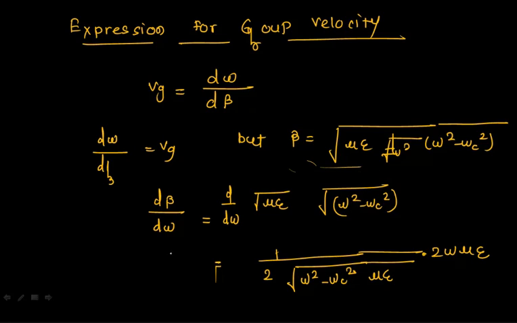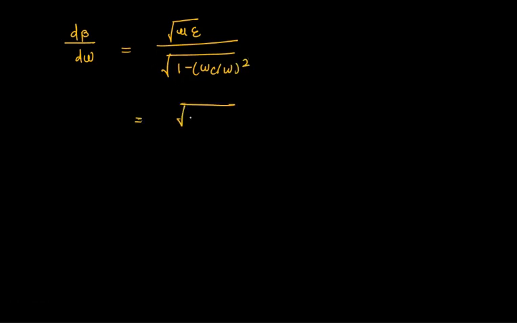Now if this is d beta by d omega, I can reverse this one to get d omega by d beta. But first I'll solve this equation which I have got right now. So d beta by d omega is equal to root mu epsilon times the square root of 1 minus omega c by omega whole square. I have solved the equation which we got previously. In terms of the frequency, this will become 1 minus fc by f whole square. Okay. Then the group velocity is exactly the opposite of this one.